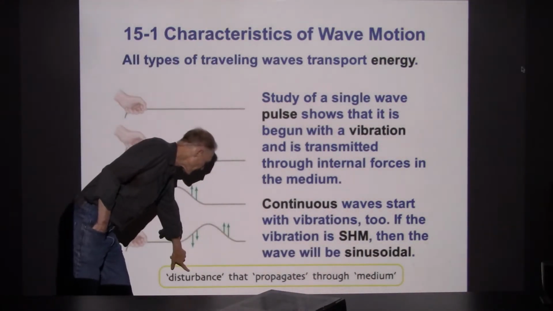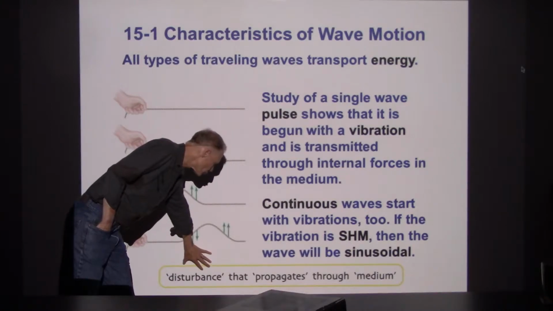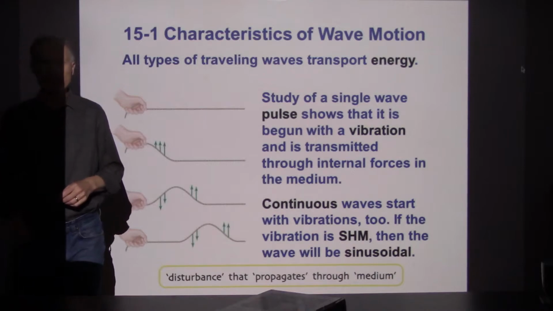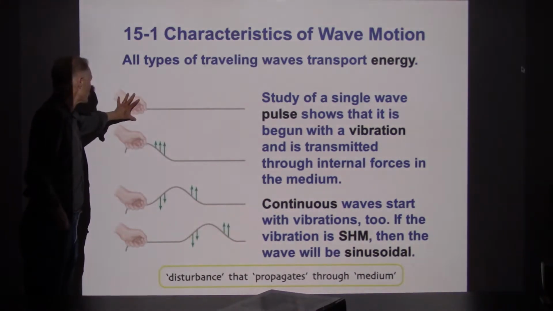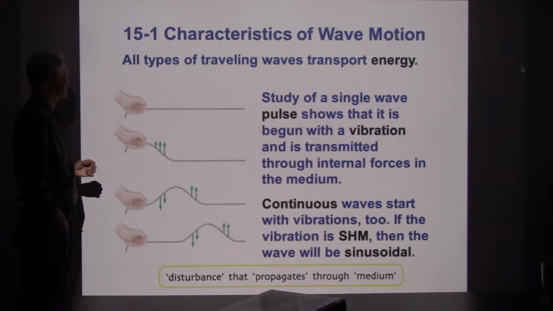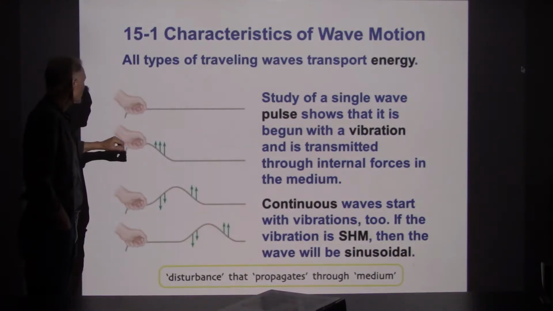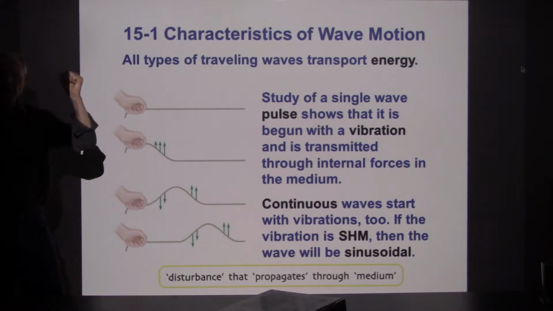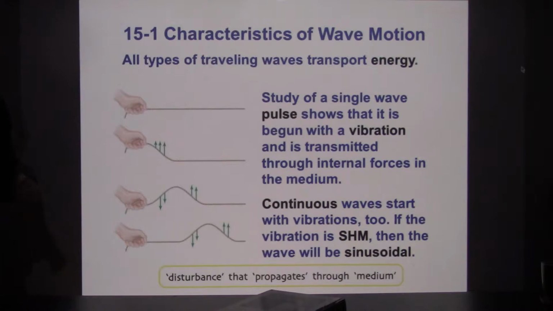So my highlighted comment here is, a wave is a disturbance that propagates through a medium. So this is creating a disturbance. The medium, in this case, would be the string that we've got here. And so the disturbance is just a single pulse. The person lifts the string and then brings it back to equilibrium position.